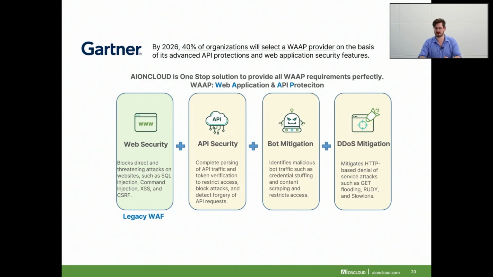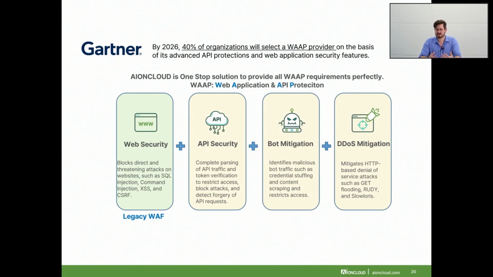To meet the evolving demands of modern production environments, Ion Cloud has developed a next-generation WAAP. According to Gartner, a legacy web application firewall is no longer sufficient for modern web security needs. To address this, they introduced a new appliance, a more complete solution called a WAAP, which stands for Web Application and API Protection. This goes beyond the additional API security. It also includes bot mitigation, DDoS protection features, as well as web security.